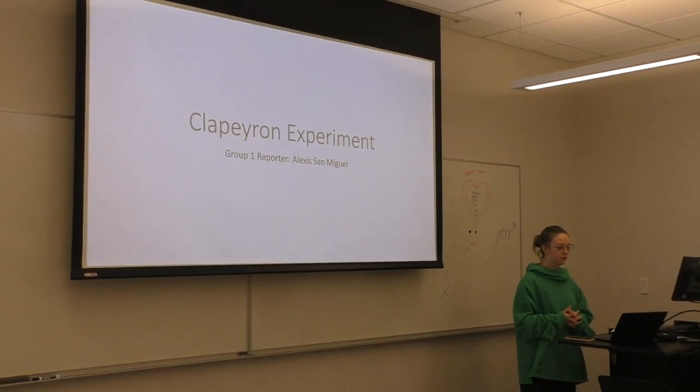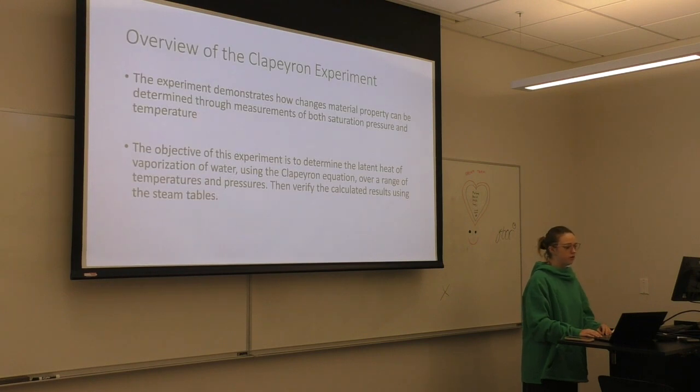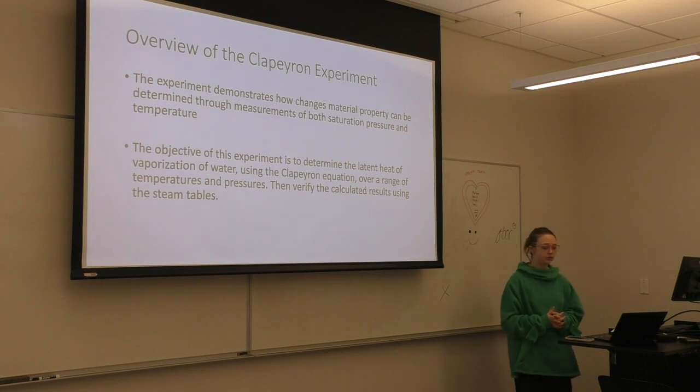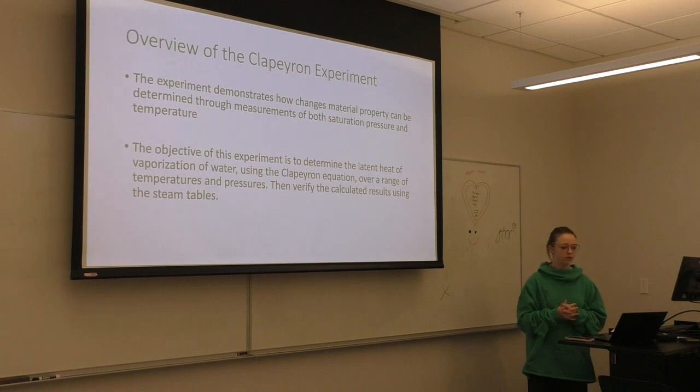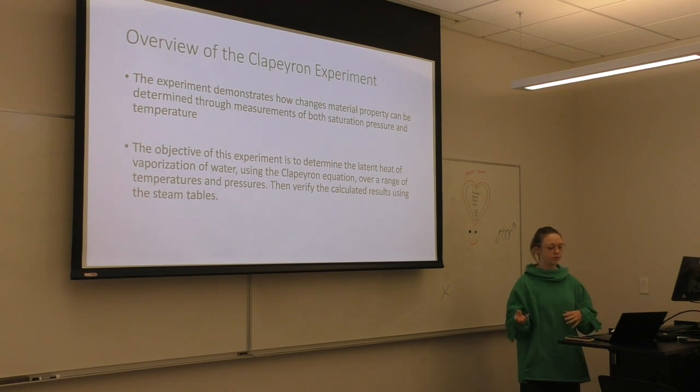Quarter for group 1, and we did the Clapeyron experiment. The overview of this experiment is that it demonstrates how material property can be determined through measurements of both saturation pressure and temperature. The objective of this experiment is to determine latent heat of vaporization of water using the Clapeyron equation over a range of temperatures and pressures, and then we're going to verify them using the steam tables.